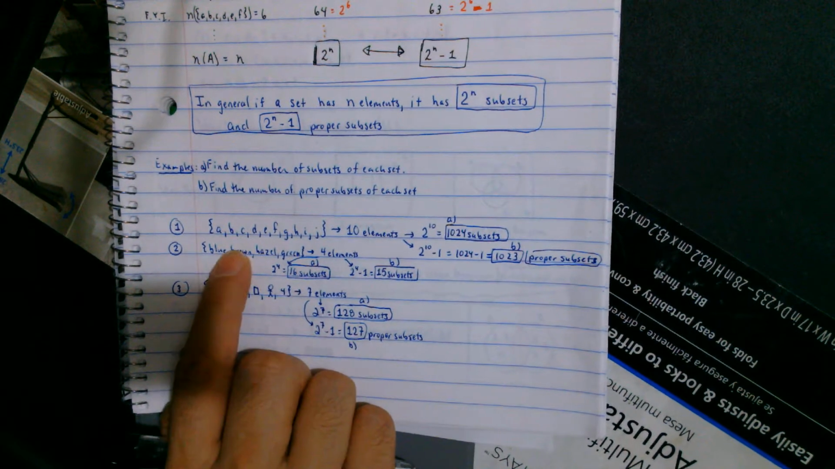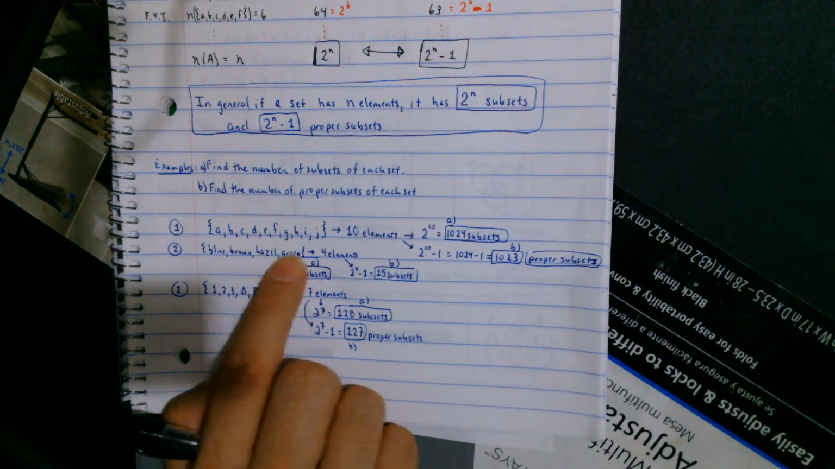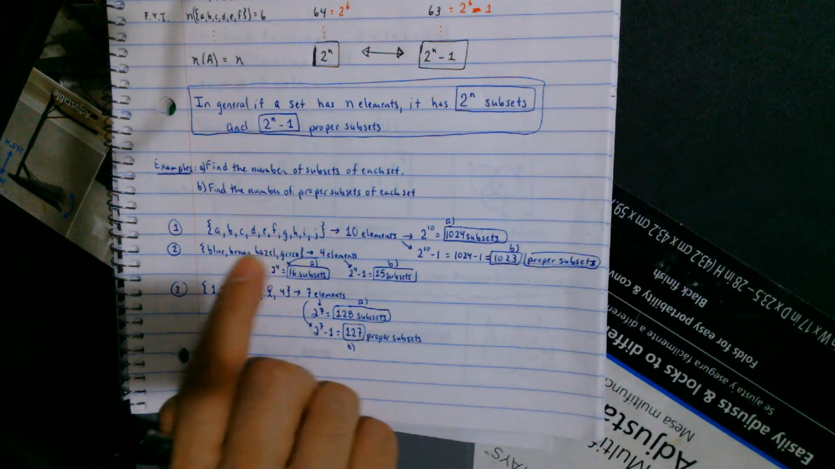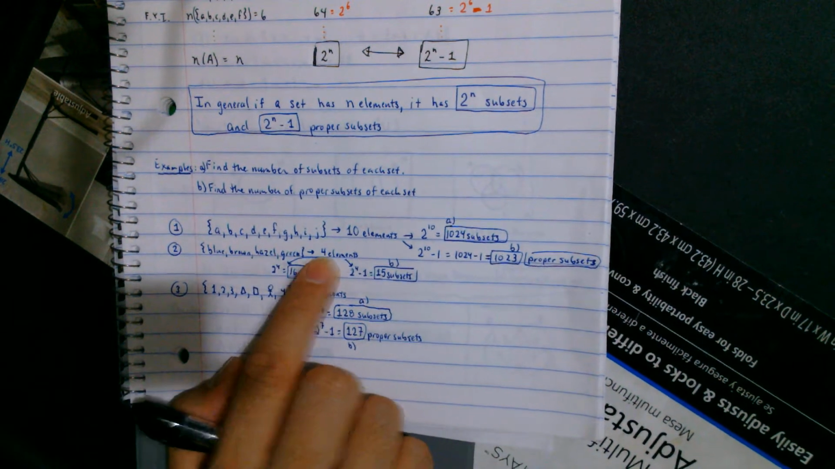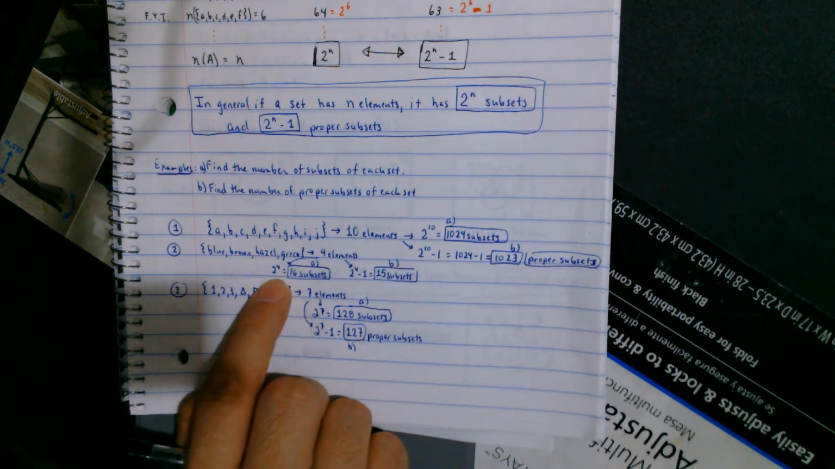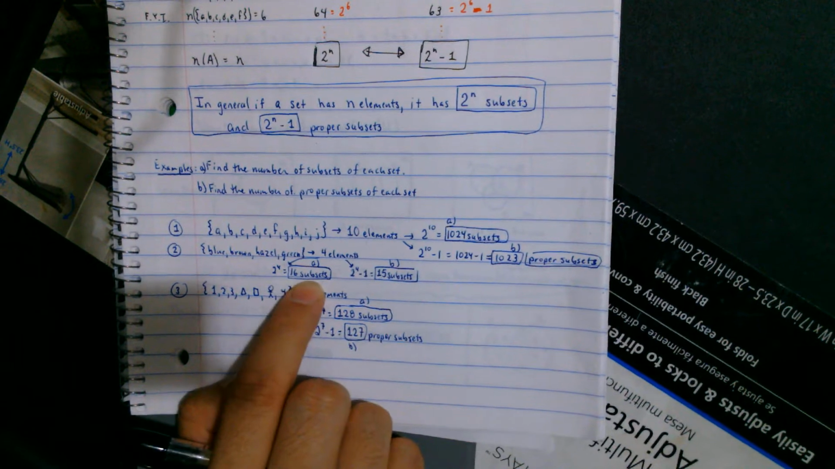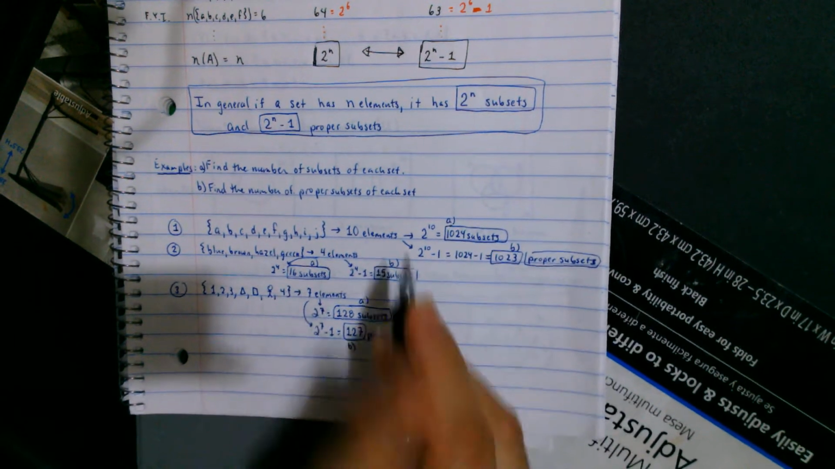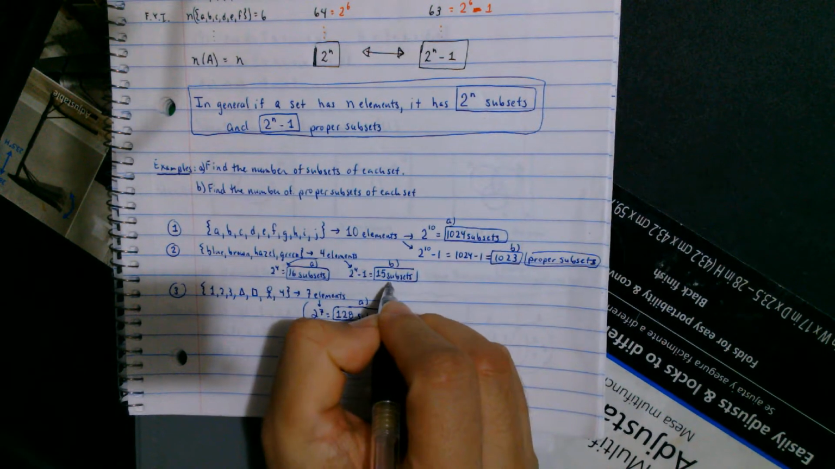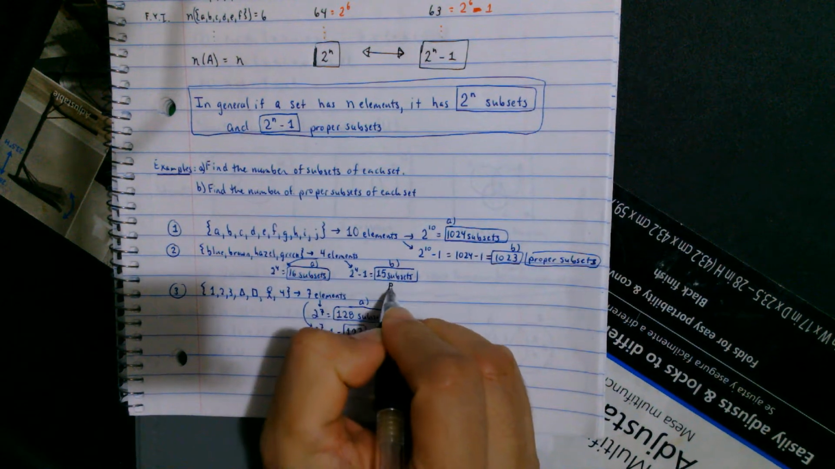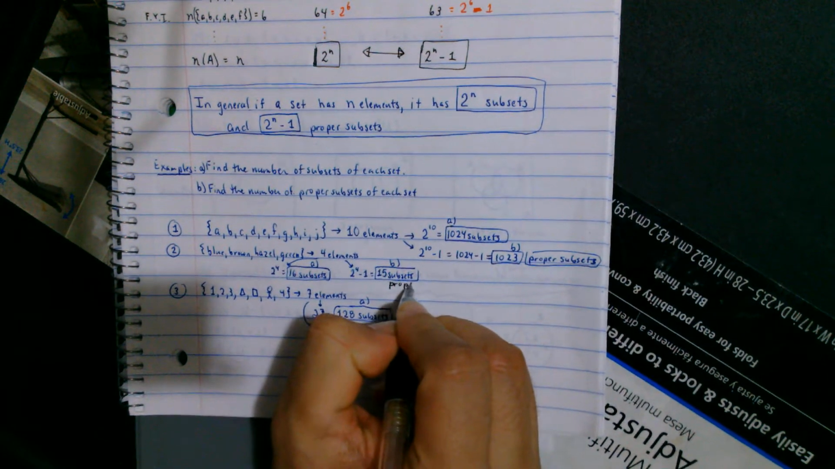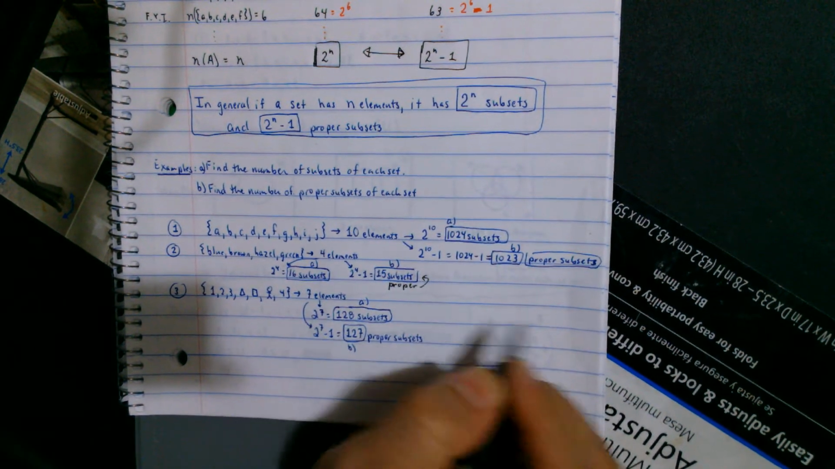Then you have blue, brown, hazel, and green colors of eyes, or whatever you want to call it. There's 4 of them. So the number of subsets that this one has is 2 to the 4th, or 16 subsets, which means 15 of them would be proper.